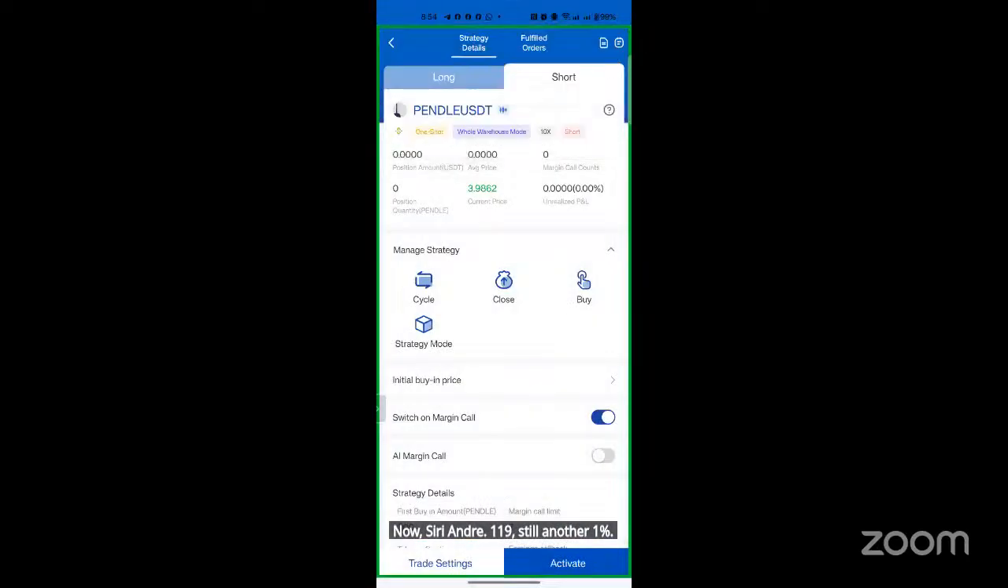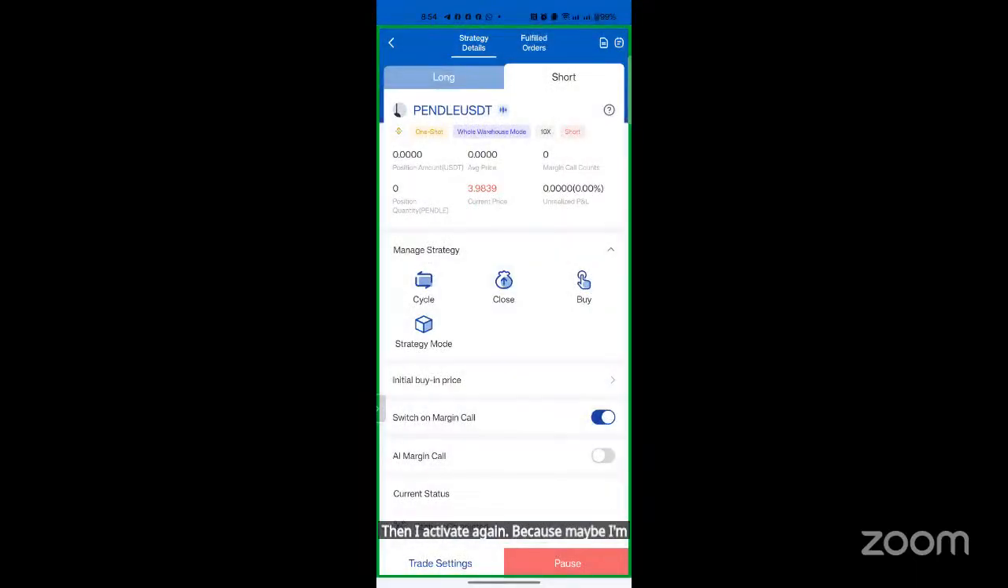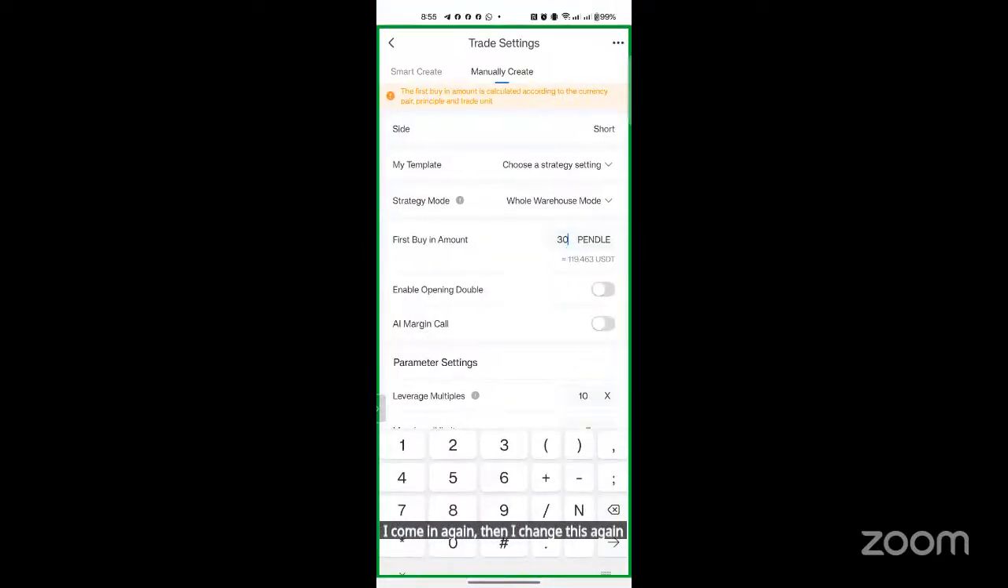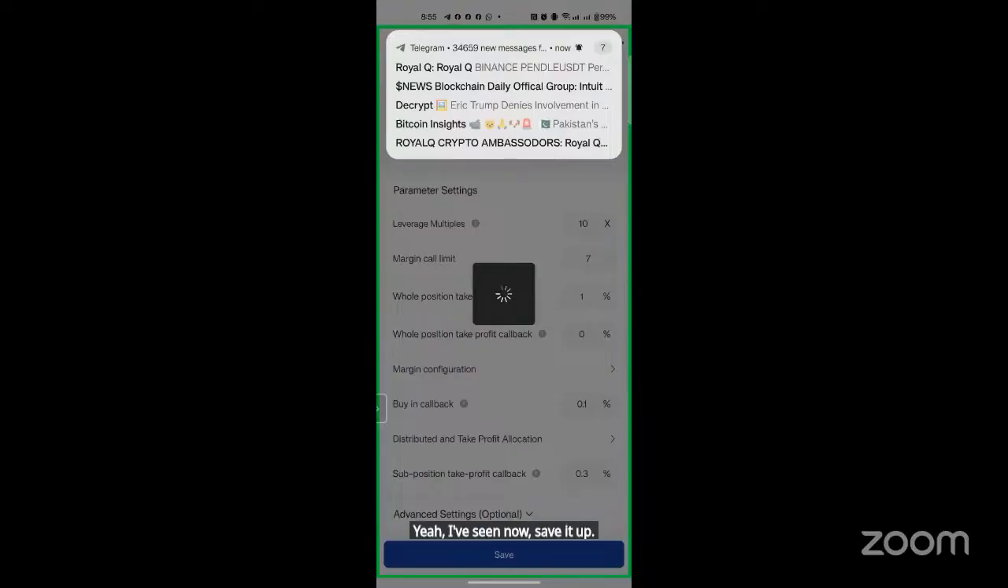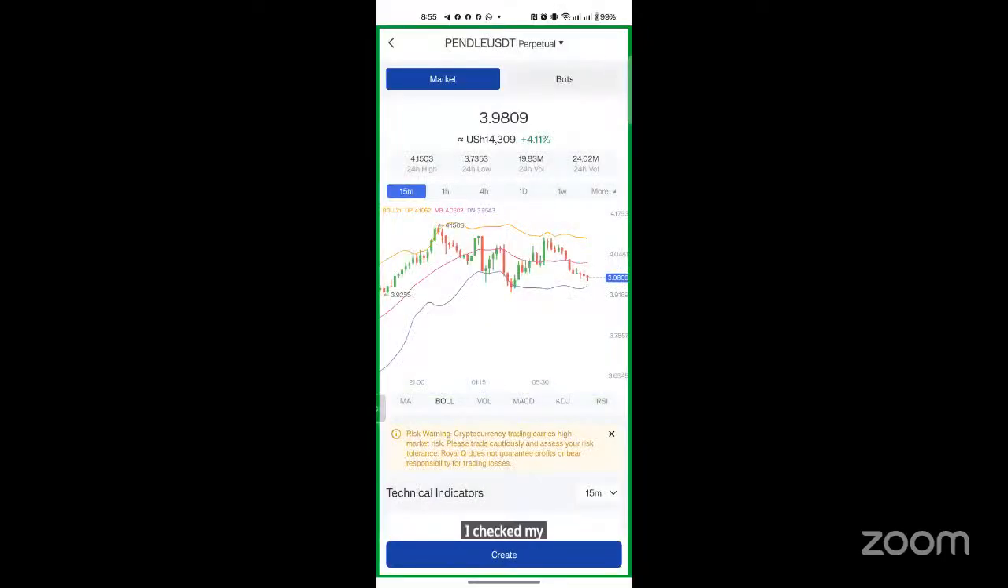Then I activate again, because maybe I'm online and I see it has not yet touched my lower band. I come in again and change this again. That will be 11, good to go. Yeah, that's enough. Save it up. Good. I check my Bollinger Band. Well, we are still good to go.